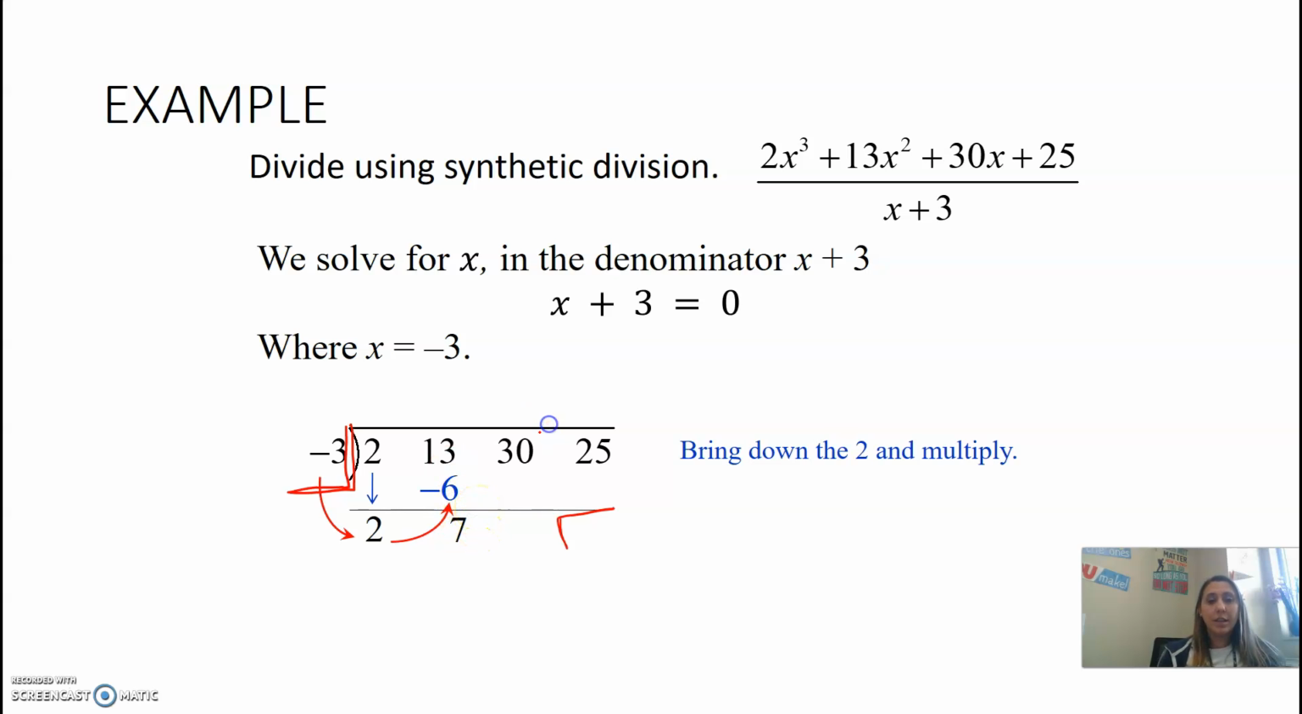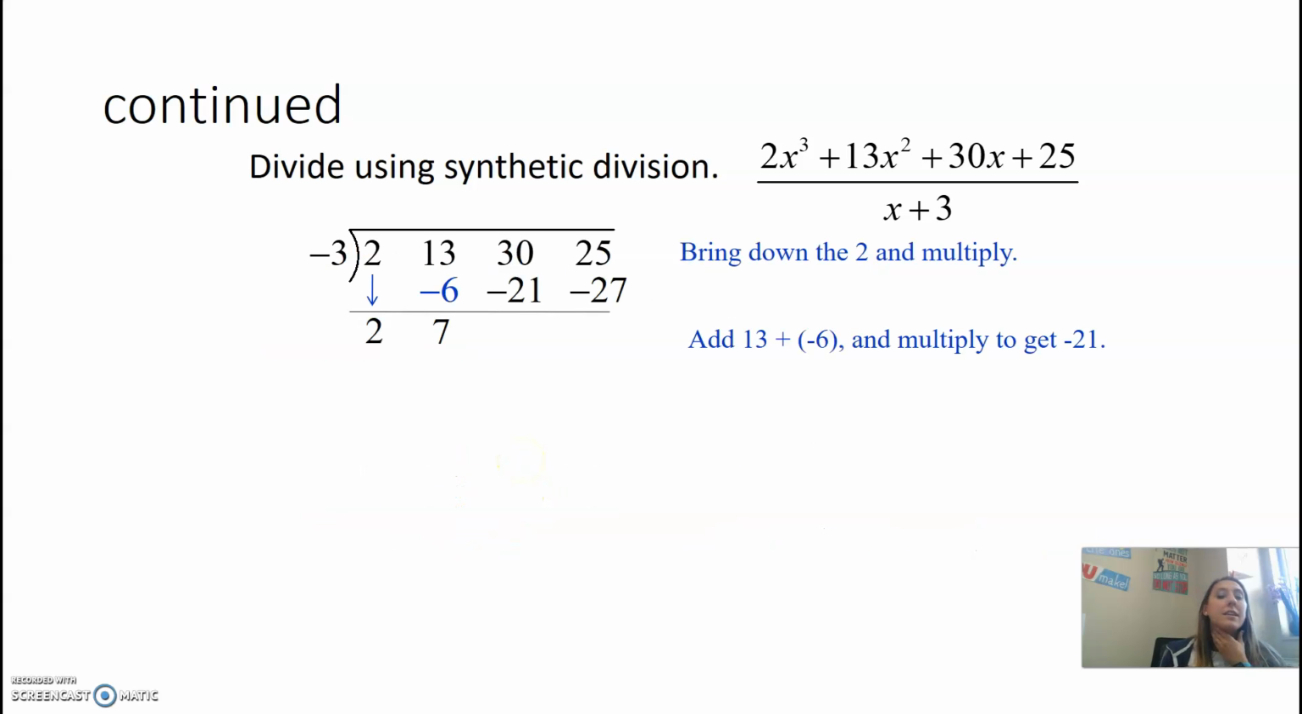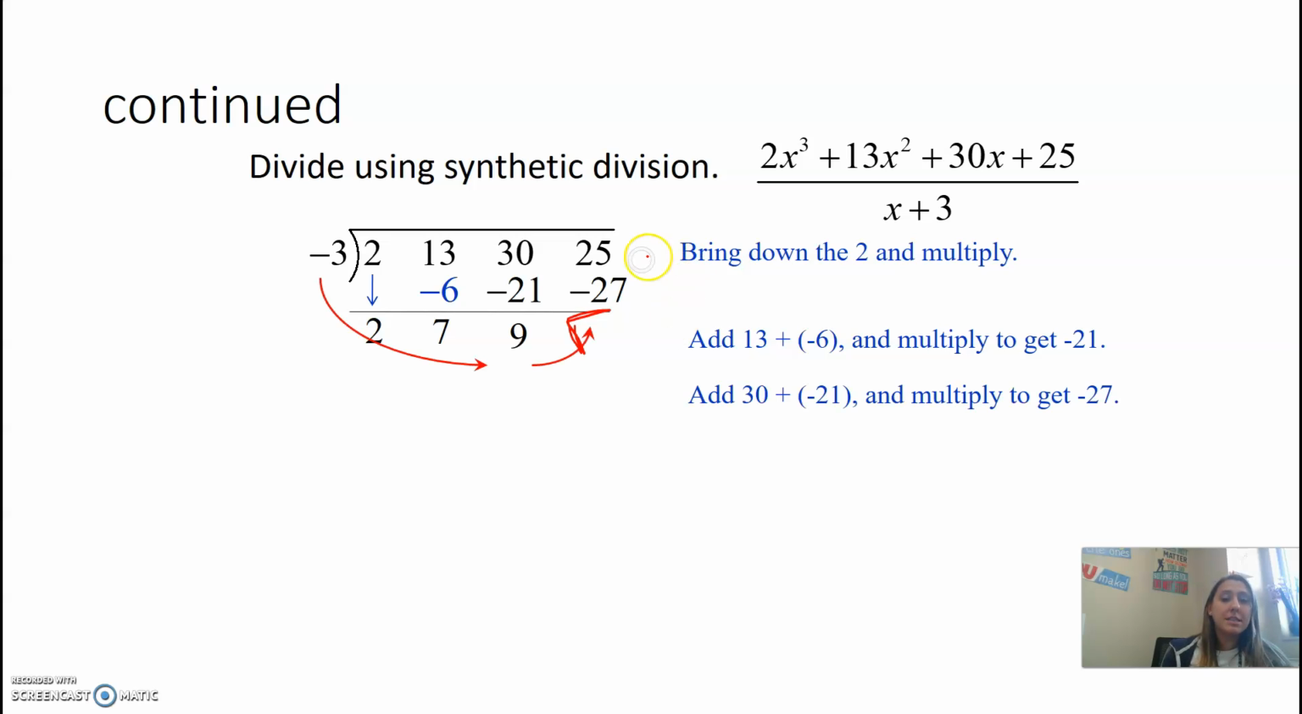Then we're going to do that again. And then we end up with, since we got a 7 here, we multiply, we get -3 times 7, and that gives us -21. And then we end up with, so again we have our remainder box right here. We're going to add those numbers together. We get 30 plus -21 is 9, and -3 times 9 is -27. We add those together. 25 plus -27 is -2.